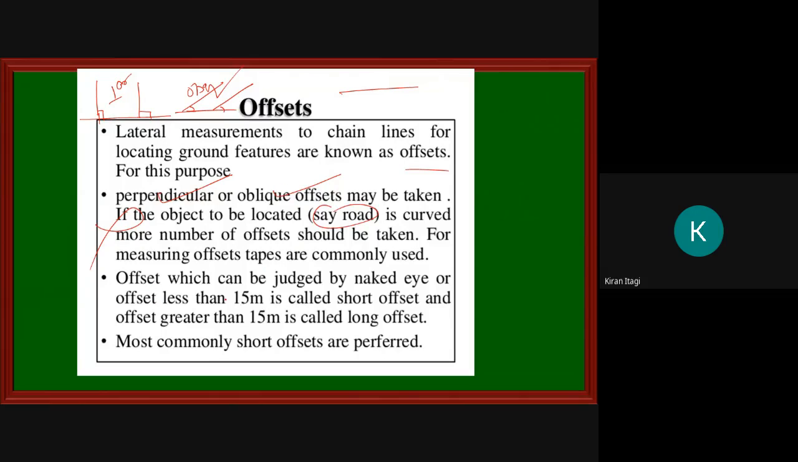An offset which can be judged by naked eye, or an offset less than 15 meter, is called a short offset, and an offset more than 15 meter is called a long offset. We have two types of offset: short offset, where the length is less than 15 meter, and long offset, greater than 15 meter. Most commonly short offsets are preferred because they have better accuracy.